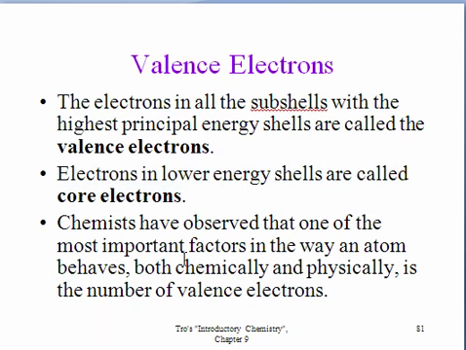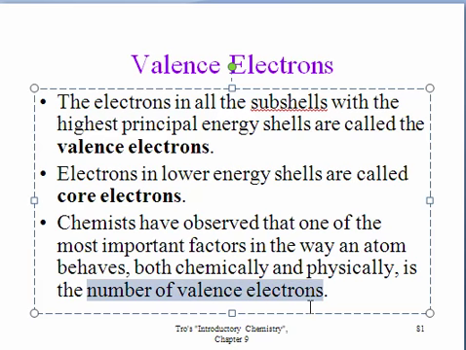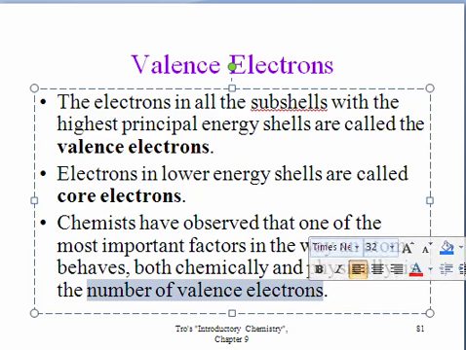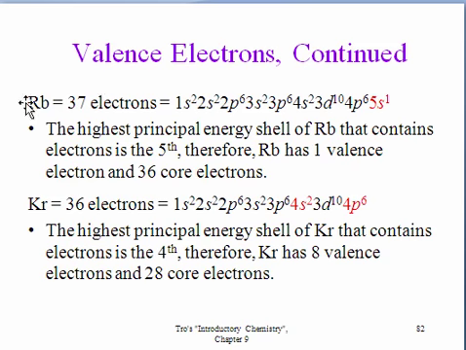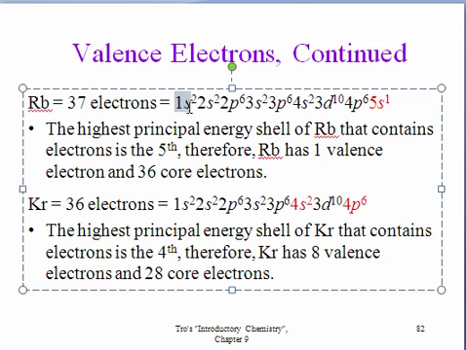So many of the chemical and physical properties of atoms are determined by the number of valence electrons that they have. So let's look at the electron configuration of rubidium, which has 37 electrons. If we look at its electron configuration, we can clearly identify that 5 is the highest energy level. There's 1 electron in the 5th energy level, so rubidium has 1 valence electron. The rest are core.